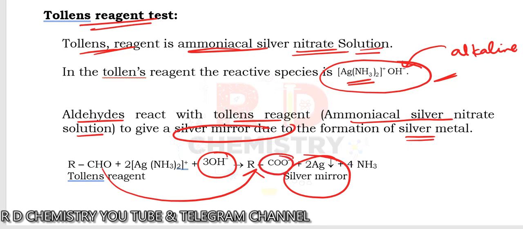So silver is in the +1 state in the Tollens reagent, and becomes silver 0 state in the product, so it is a metal, a precipitate. Ketones do not react because these are mild oxidizing agents, so you can distinguish. So here we get the silver mirror precipitate.